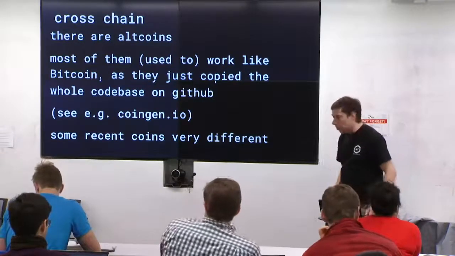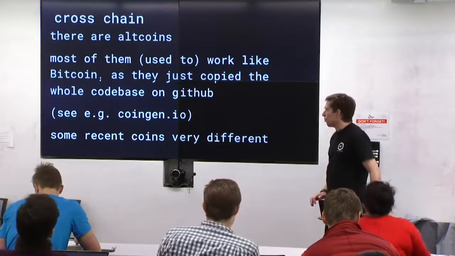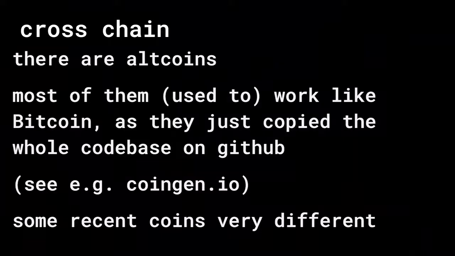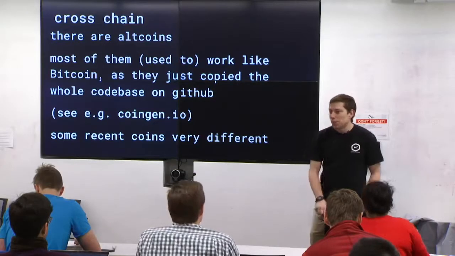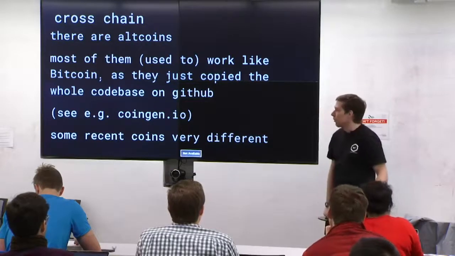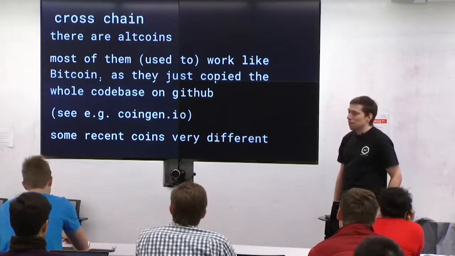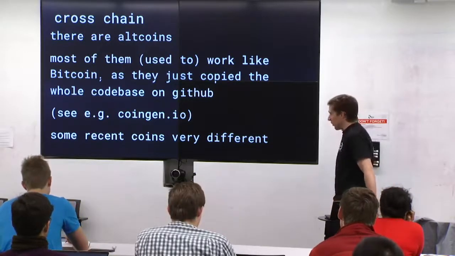Quick. Okay, so we'll talk about cross-chain swaps for the bulk of this day. So there are altcoins. I mostly work on Bitcoin. I think a lot of the research is on Bitcoin, but there's a lot of different coins too. People saw the idea of Bitcoin and said, hey, let's copy it. So initially, most of them were just copies, right?